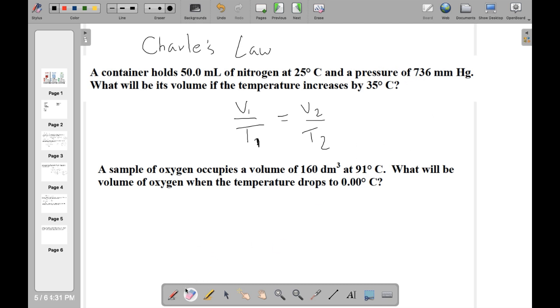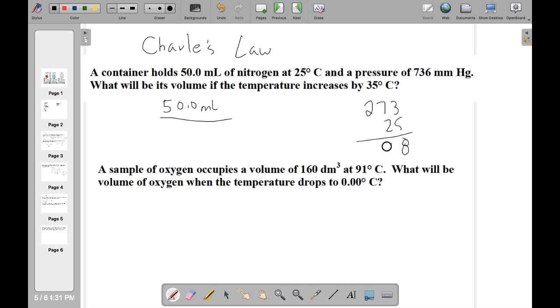So, let's see what they're asking here. A container holds 50 milliliters, so our volume is 50 milliliters of nitrogen at 25 degrees. Now remember, how do I convert this to Kelvin? I add 273. So 273 plus 25, we have 298 Kelvin equals my second volume.